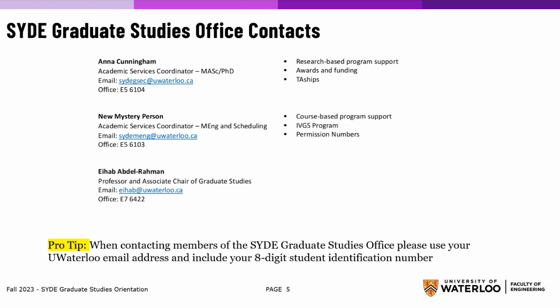And then I believe you also met Professor Abdel Rahman. He is the Associate Chair of Graduate Studies, and he is our faculty member that oversees the systems design graduate programs. When contacting the Systems Design Graduate Studies Office, please make sure you're using your Waterloo email address and providing your 8-digit student number. While we like to think of you as more than a number, sometimes students have very similar names, or the name they use when they email us is different than the name on Quest. So the number really helps us identify and make sure that you are the person we think we're talking to. And that's just for your security and privacy more than anything.